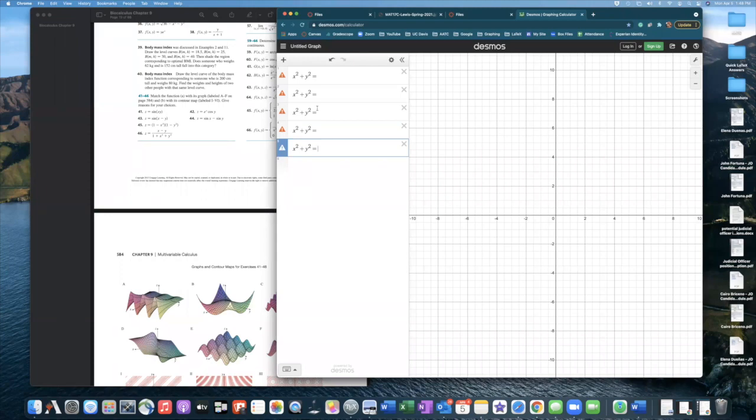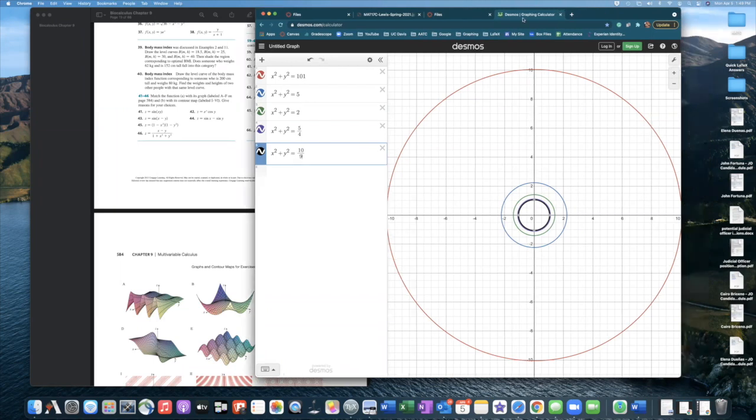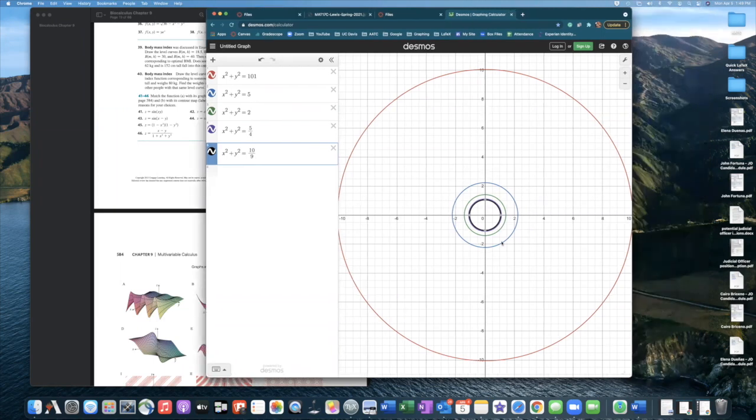My equation would be, the radius is the square root of 101, so the equation would be equal to 101, because it's the square of your radius. For 1/2, it would be equal to 5, because your radius is the square root of 5. For 1, it'd be 2, because it's the square root of 2. For 2, it would be 5/4, because it's the square root of 5/4. And for the last one, it would be 10/9. So that's what your level curves would look like.